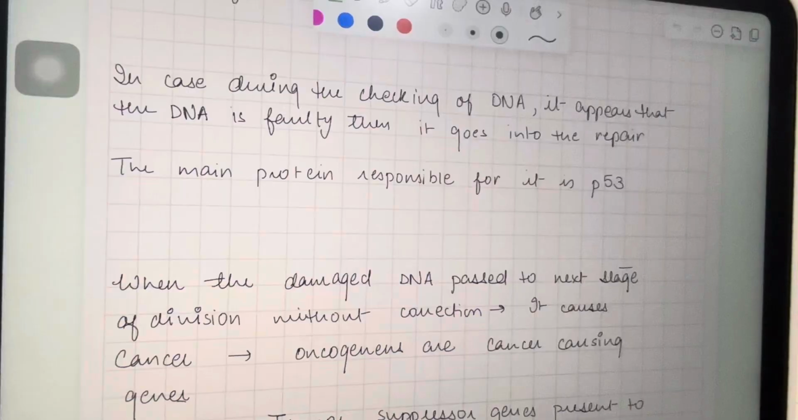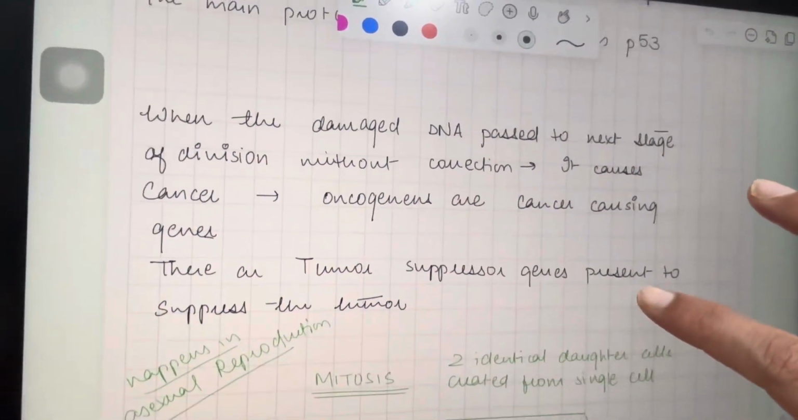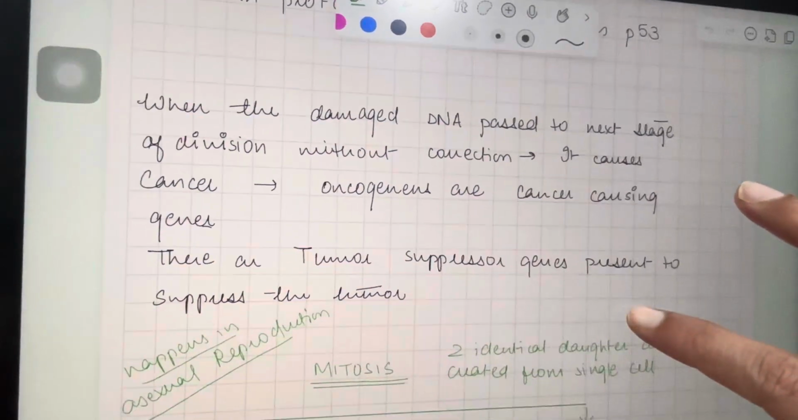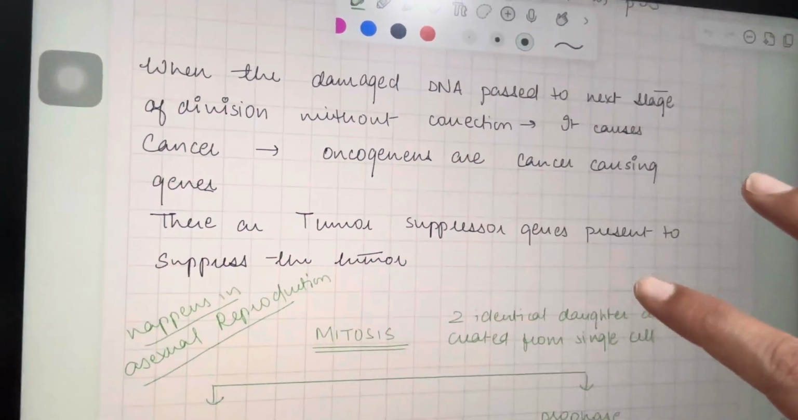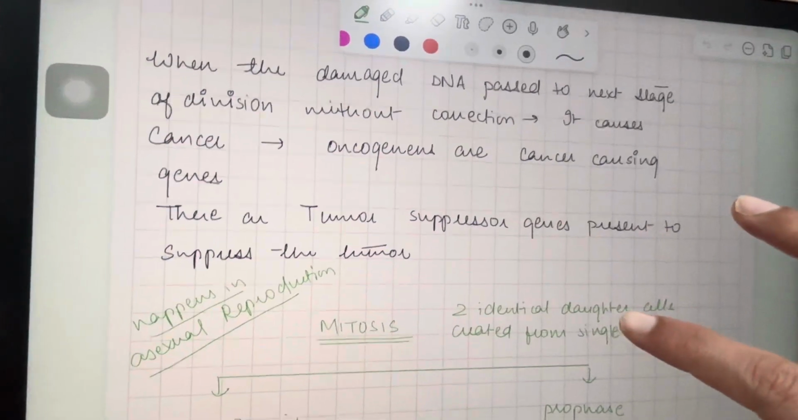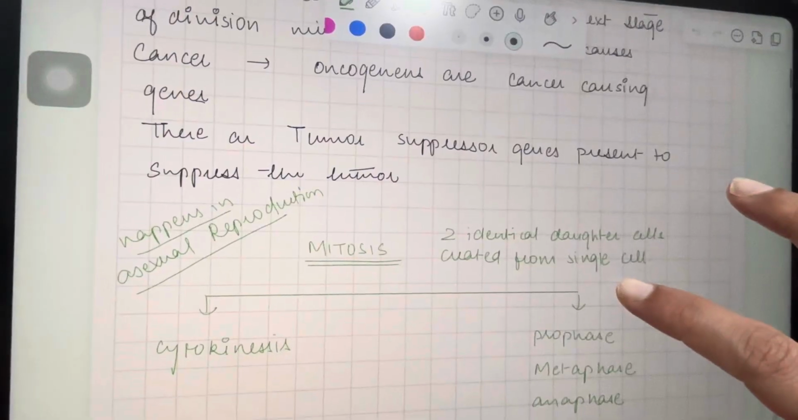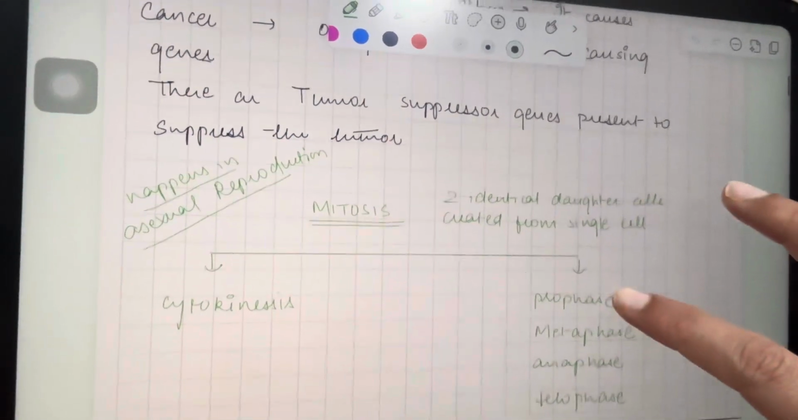Then comes the case when the damaged DNA is passed to the next stage of division. Without correction, it causes abnormalities like cancer. Oncogenes are cancer-causing genes. There are tumor suppressor genes present to suppress these tumors.